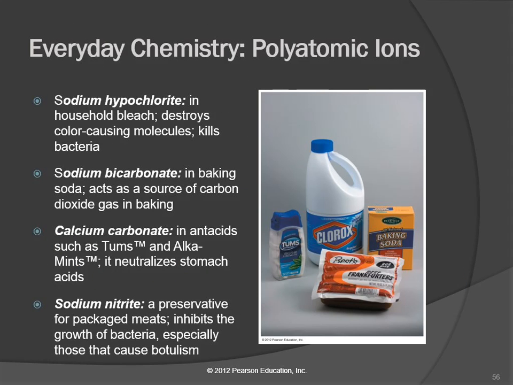Here's some examples of where these polyatomic ions are found in products that you might be familiar with. Sodium hypochlorite. Well, what's the formula for hypochlorite? It's ClO with a -1 charge. And then if that's paired with sodium, sodium's in group 1A, it has a +1 charge. So this must be NaClO, sodium hypochlorite. That's bleach. Household bleach is a solution of sodium hypochlorite.